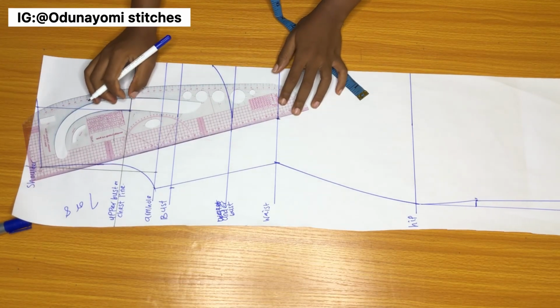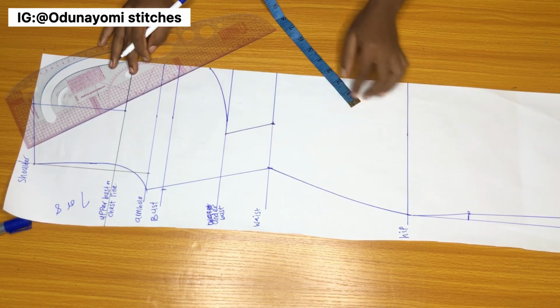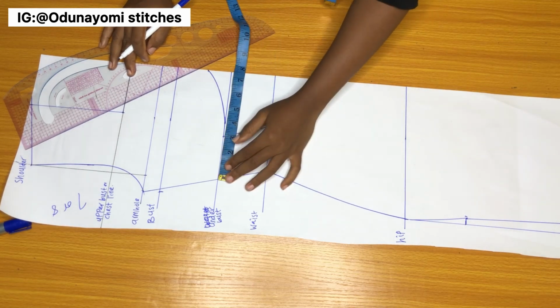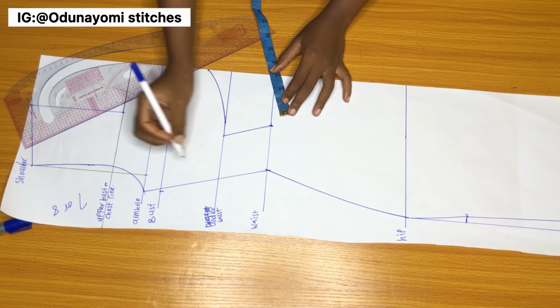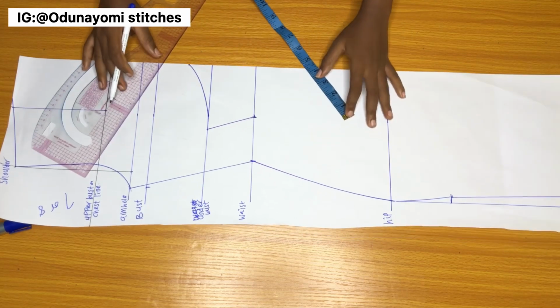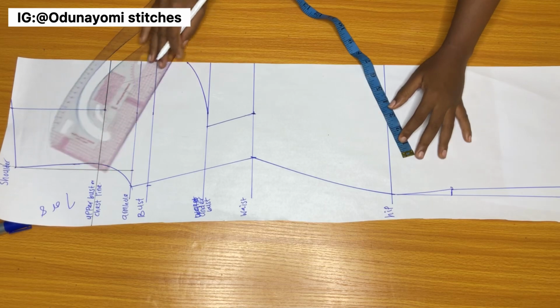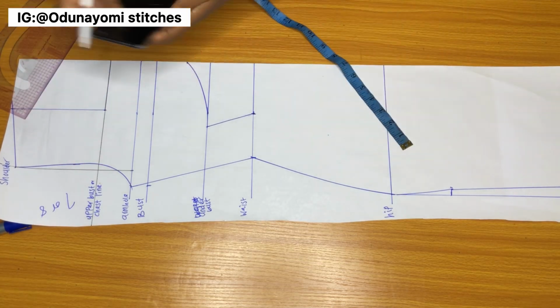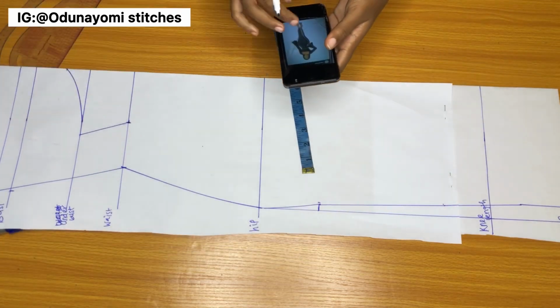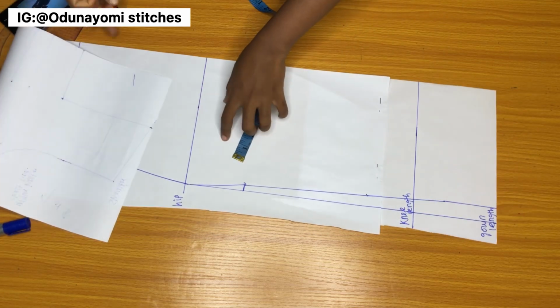So I'll measure the same 3 inches I have here at the underbust line, and I will connect like this. This 3 inches here is what I also measured there, so I have a slant line there. That's the remaining 3 inches I have there. Then I'll measure the same 3 inches up to my hip point.